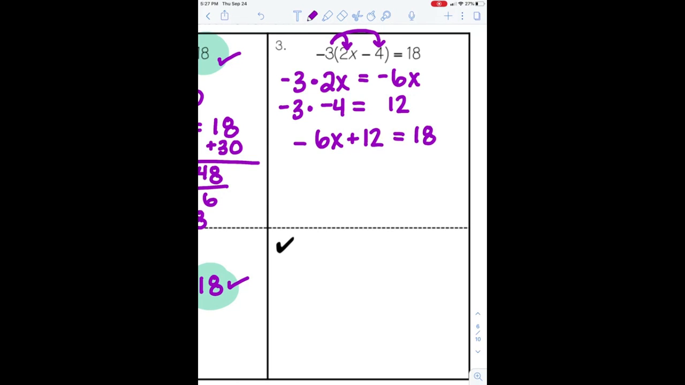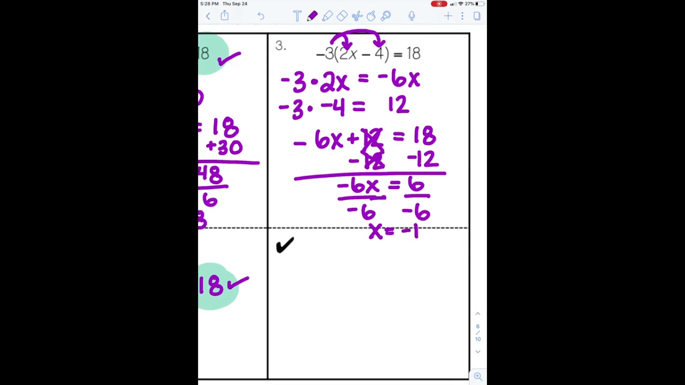So to get rid of the 12, since it's being added on the left side, I am going to undo that addition with subtraction, and I'm going to subtract 12 from both sides. I'm going to then cancel out my 12s, and I'm going to be left with -6x equals 6. I'm going to divide by my coefficient, which is -6, and I'm going to do that on both sides. And that is going to end up giving me x equals -1.